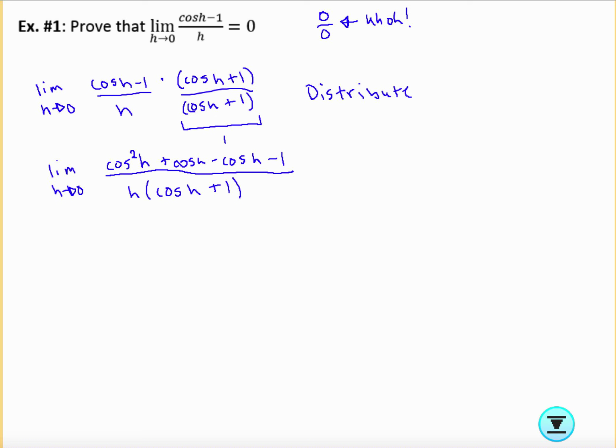Okay, so let's see. Like I said, these are going to make zeros, cosine of h minus cosine of h. And then I happen to see, what's left on top here? Well, the cosine of h squared minus 1. That's important.